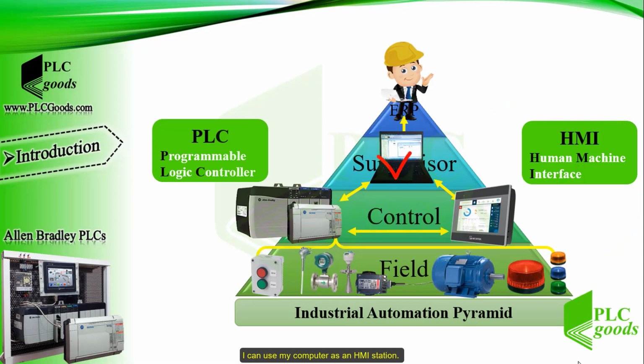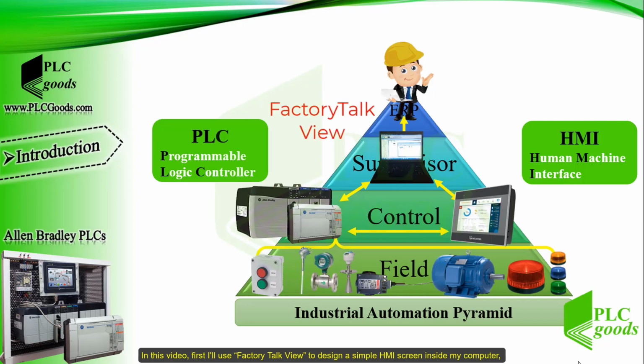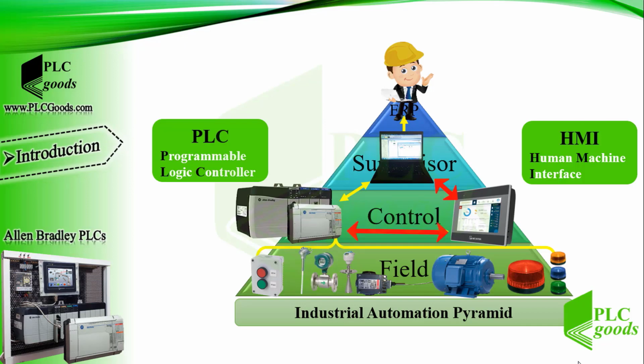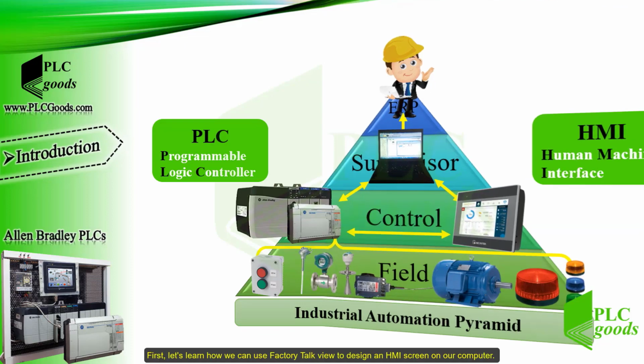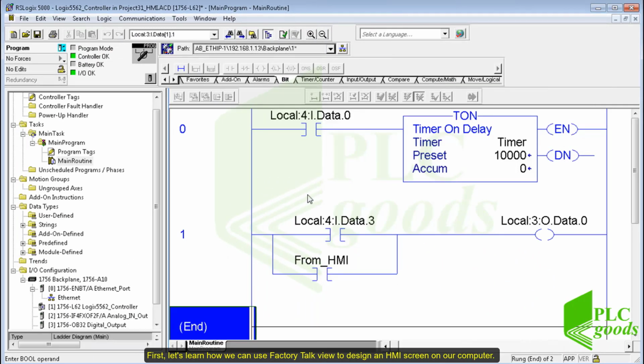I can use my computer as an HMI station. In this video, first I will use Factory Talk View to design a simple HMI screen inside my computer. Then I will program my HMI panel using a USB cable and connect it to my PLC via a serial cable. This is my HMI brand that I can program with EasyBuilder 8000. First, let's learn how we can use Factory Talk View to design an HMI screen on our computer.